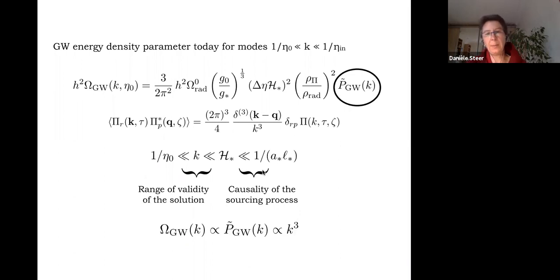So that's a bound from causality, which is actually very useful, because when you calculate the stochastic background from different sources, it's easy to make a mistake. So one good thing is to check the scaling that you have for large enough scales, so small enough k.